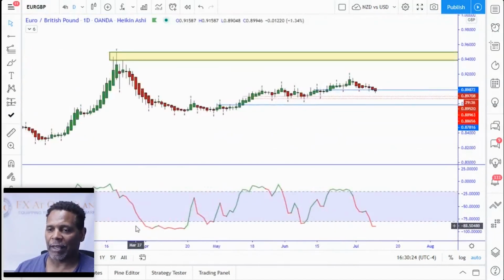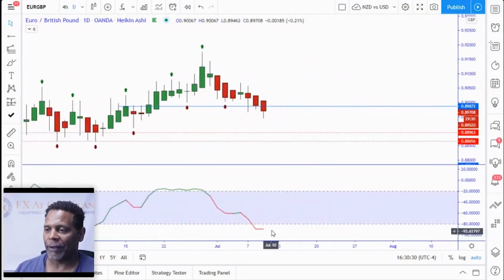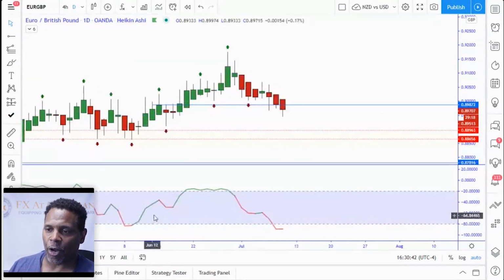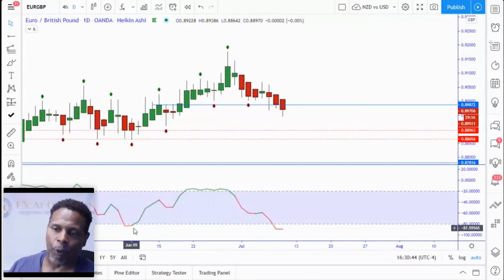Everyone calls this, again, I told you, oversold. I mean, overbought, oversold here. But people don't understand that's also strong momentum to the downside. This is the start of the momentum when you break negative 20. This is strong momentum when you break negative 80 and you stay below there. This is the start of bullish momentum when you break negative 80 to the upside. And when you close above negative 20, that's strong bullish momentum. And you see what happens.